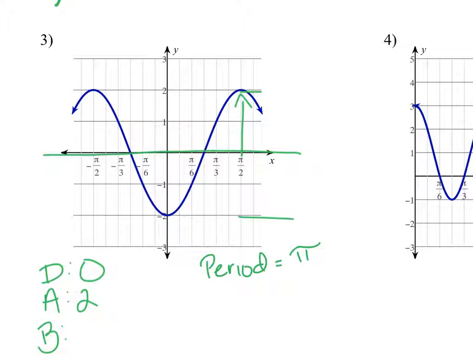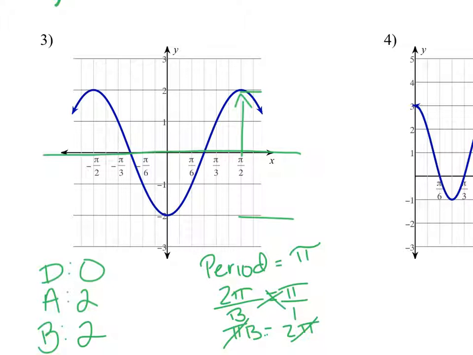So to figure out the B, you set 2 pi over B equal to your pi. Cross multiply. Pi B equals 2 pi, so B is 2. Sorry, I've already assumed it's, well, you can assume what it is, but you see here, it's at the midline on the y-axis. It's at negative 2, which would be the minimum. So that would make this negative and make it cosine.